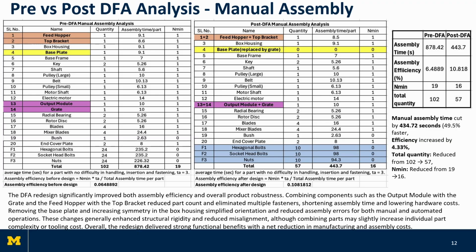Pre versus post DFA analysis. The manual assembly time was cut by 434.72 seconds, which is 49.5% faster. Efficiency increased by 4.33%. Total quantity reduced from 102 to 57. N minimum reduced from 19 to 16. Total assembly time decreased and the risk of misassembly was minimized. Material and manufacturing needs were reduced, resulting in a positive overall impact on both product function and cost efficiency.